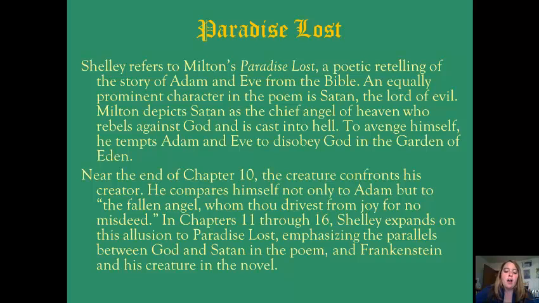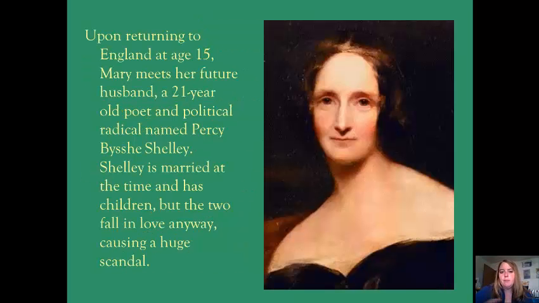So you'll see the creature confront his creator near the end of chapter 10. That's where he compares himself to Adam, right? You are God and you created me, but I'm also like Satan, right? Because I'm your fallen angel. You've rejected me. So what you'll see unfold through chapters 11 through about 16 of Frankenstein is this really cool expanded allusion to Paradise Lost. So you'll see parallels between God and Satan in the poem and Frankenstein and his creature in the novel kind of unfold. So that's another thing to keep in mind.